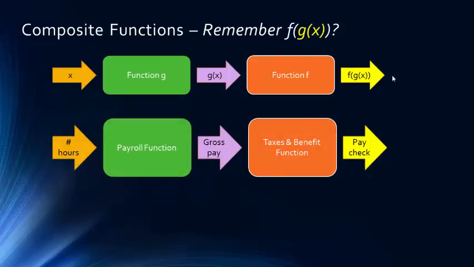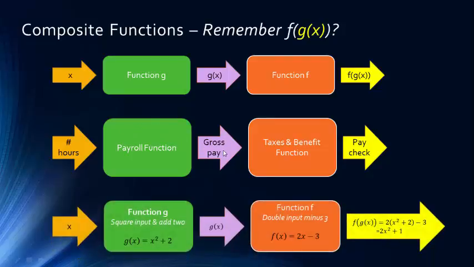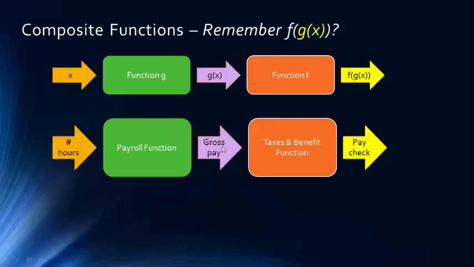Anyone that has a job that makes an hourly wage, you know how this works. You work so many hours, let's say you work 20 hours. Let's say your payroll function pays you $10 an hour. So 20 times 10 gives you $200. Do you get that at home? No. Because that gross pay then goes into another function, which is your taxes and benefit function, which based upon how much money goes in, you get less money out, right? So this is a very simple example of a composite function.